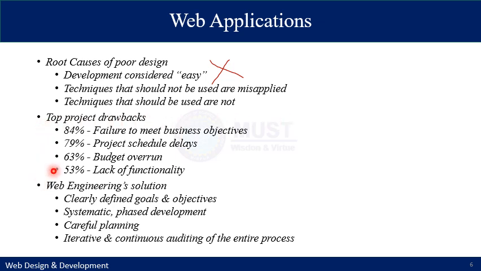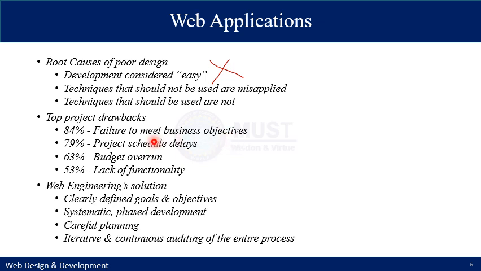So these are the results of some survey that lists the top project failures or drawbacks. Number one drawback is failure to meet the business objective. 84% of projects in web applications fail to meet the business objectives. For example, you start an application to develop some functionality for a university campus management system, and you fail to analyze the actual business objectives. So approximately 84% of all the projects started in any field fail to meet the actual business objectives.